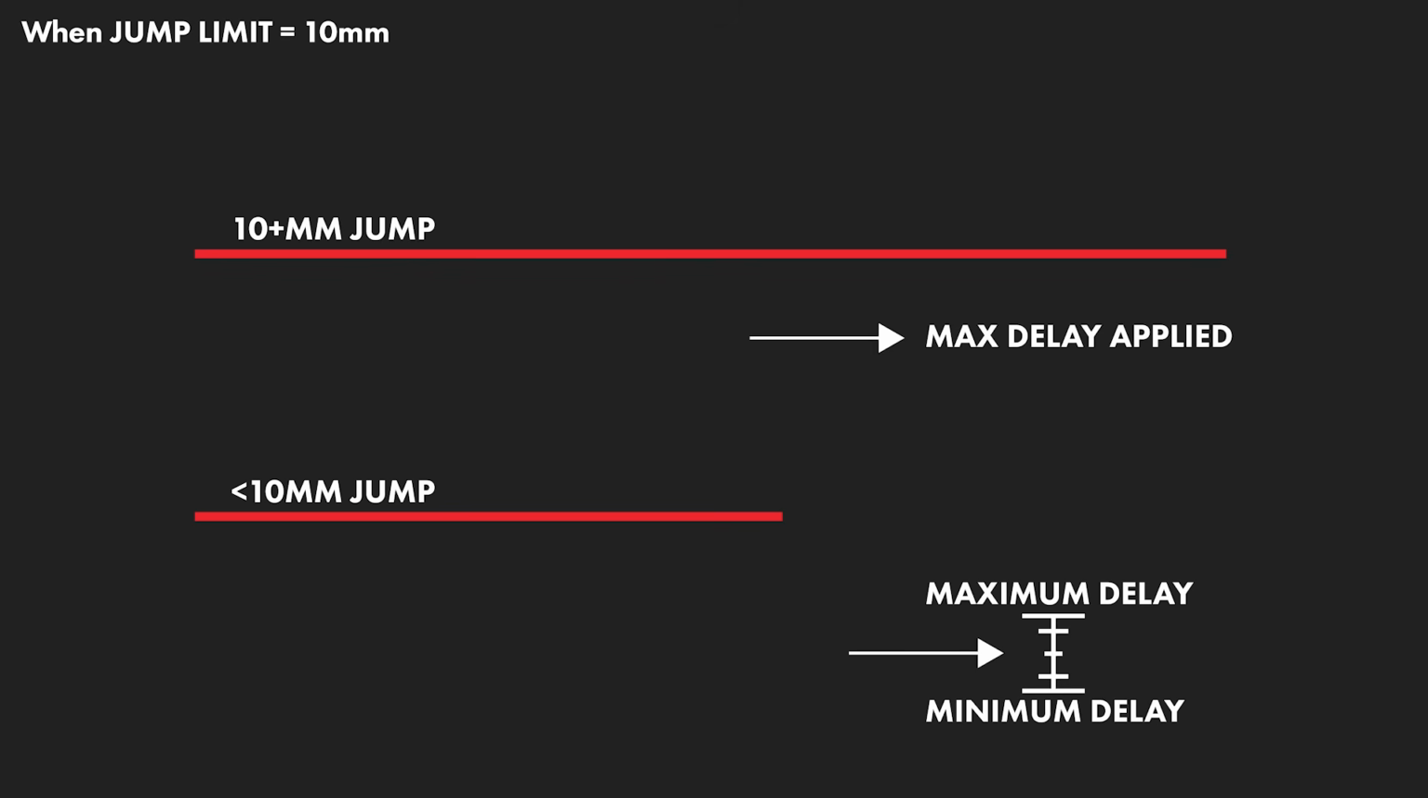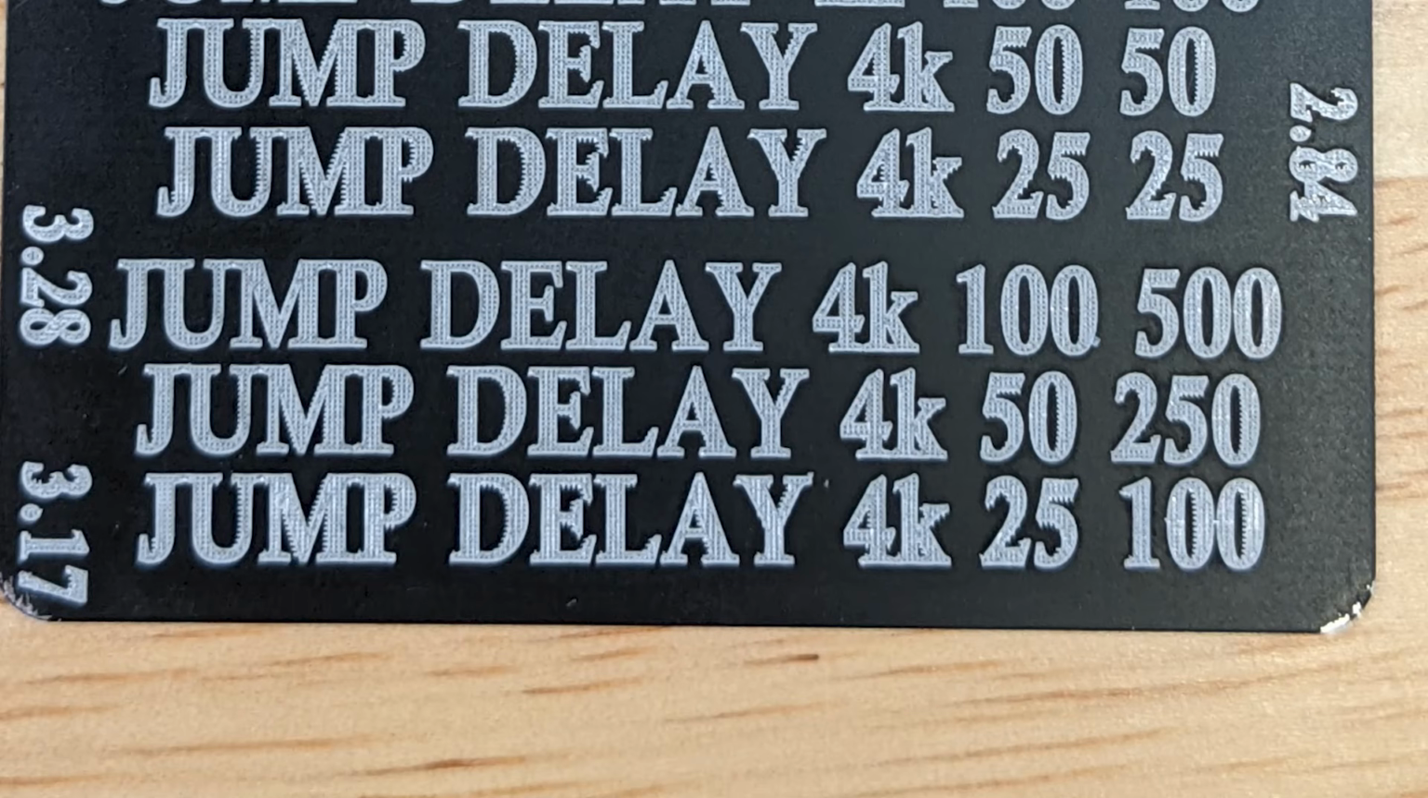If we instead drop the value of the minimum delay, the shortest jumps will now delay for far less time. Looking at the final section of our jump delay card, we can see a few tests I did where the minimum and maximum jump delays are set separately.